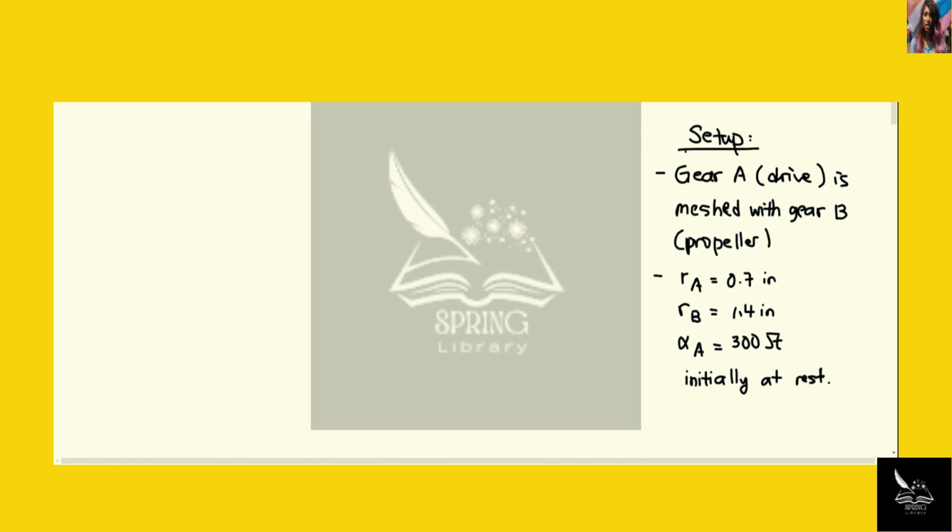In this question, we want to find the magnitudes of the velocity and acceleration of point P located on the tip of the propeller. Before we look at the propeller, we first need to find the angular velocity of gear B. We are given that alpha A is 300 square root t, and omega A would be the integral of alpha A dt. Initially it's at rest, so it's just direct integration.